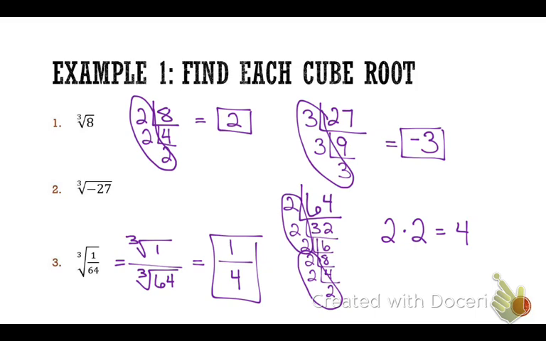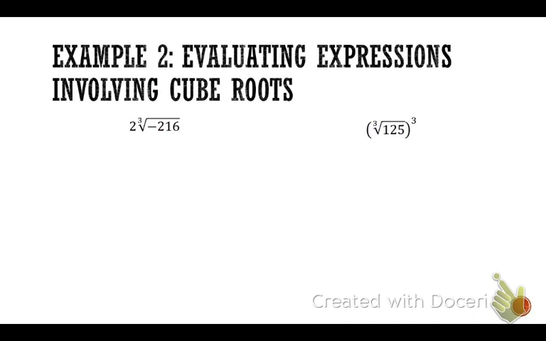All right, so let's move on to example 2. In example 2, now we have expressions, meaning we have operations involving square roots, whether it's addition or multiplication or whatever it is. So here we have 2 times the cubed root of negative 216. Well, we don't know what the cubed root of negative 216 is yet, or we just need to act like we don't. So let's act as if nobody in here knows what it is.